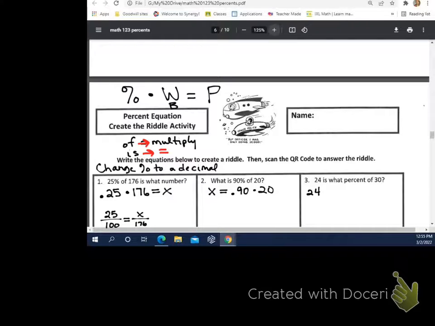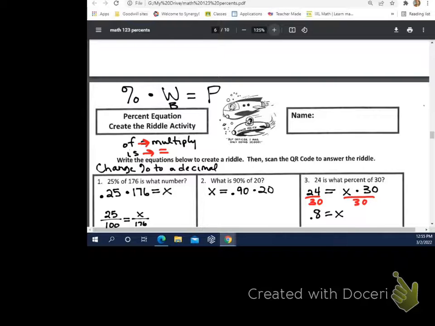24 is, we don't know what percent of 30. So if we have a problem like that, now our constants rather, are not on the same side. So I would need to divide by the 30. And I get 0.8.